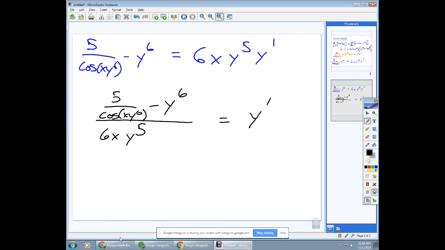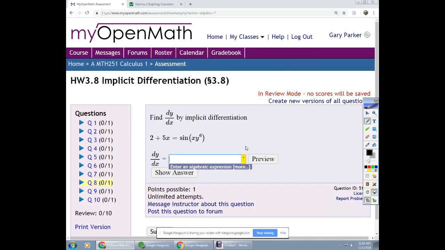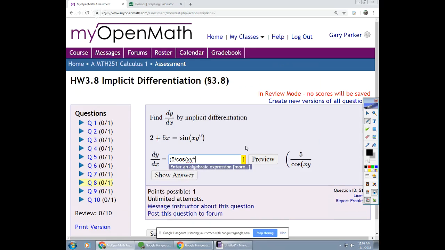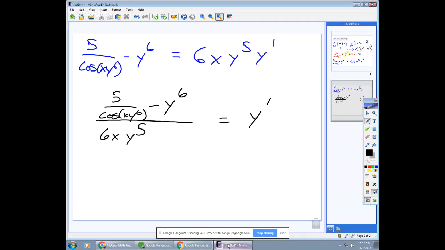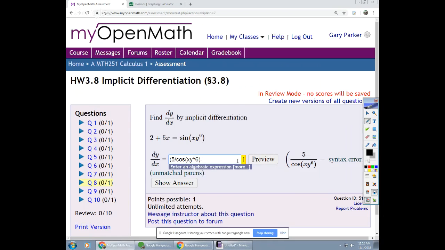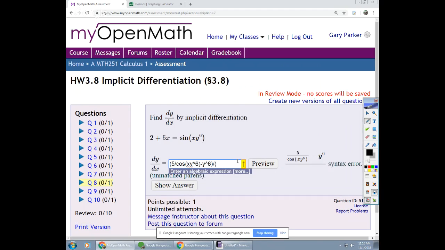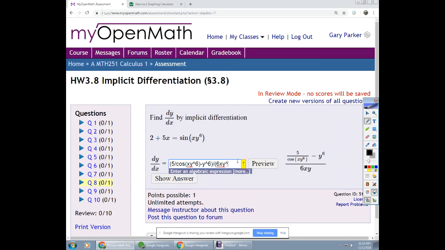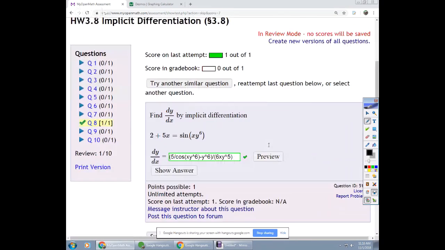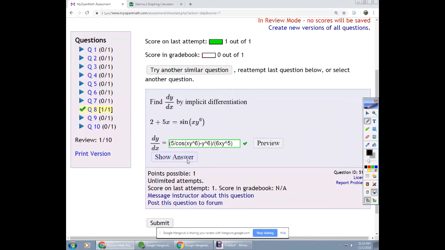So let's see if the computer likes it. I think it will. I can remember it all. So lots of parentheses here. 5 over cosine x y raised to the 6th minus, I forgot, y to the 6th again. Let's see, where am I? Right here. Minus y raised to the 6th. Close the numerator, divide, parentheses for the denominator, 6x y raised to the 5th, I believe is what was down there. Do I look right? Mm-hmm. I think so. All right, see if we get a yay on that. Yay.